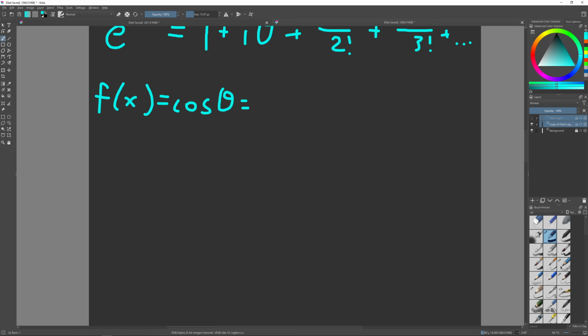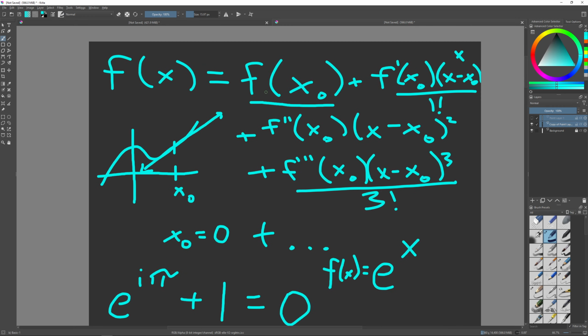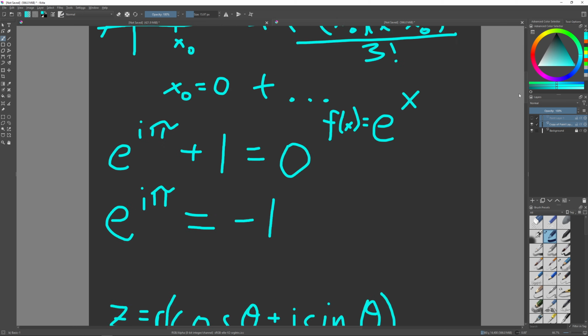So it began with the first derivative. No, it began with f of x naught. So let's choose theta equals 0 as our x naught. So cosine of 0 is 1. So that'll be our first term. So we get 1 plus, then we're going to take the first derivative.